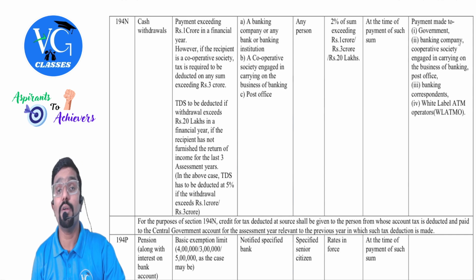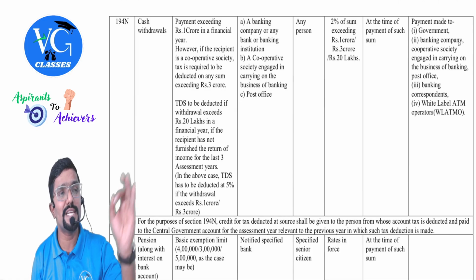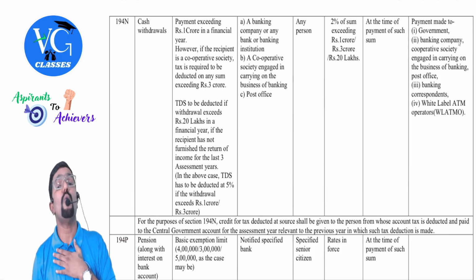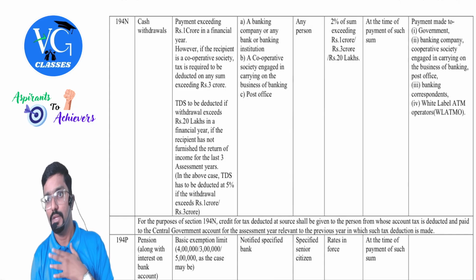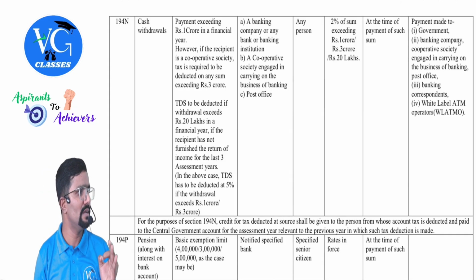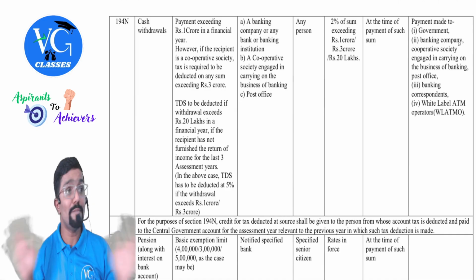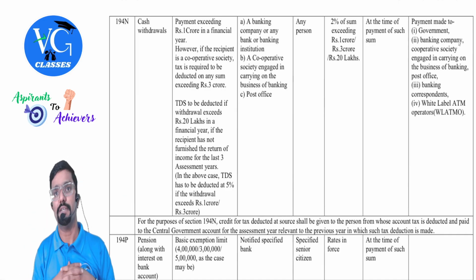I repeat, when I withdraw, it is not my income, people. But they're asking the bank just to deduct TDS and remit it so that they will track what I am doing with that money. Clear? So this is a special section where the amount which I am withdrawing is not my income, but still TDS will be deducted.